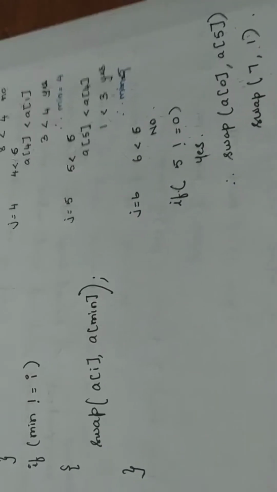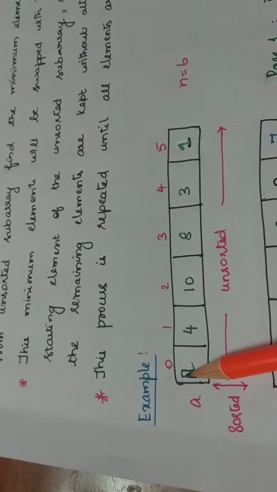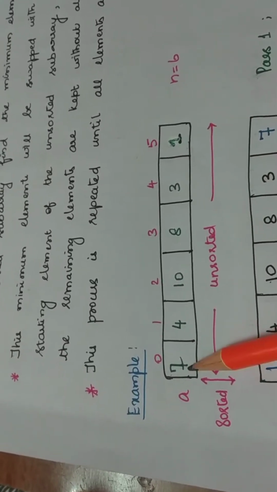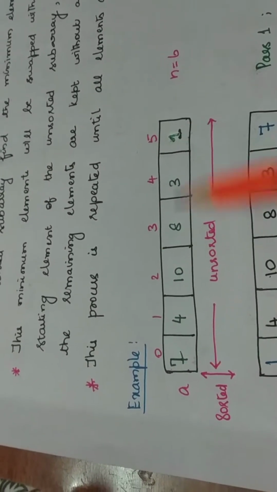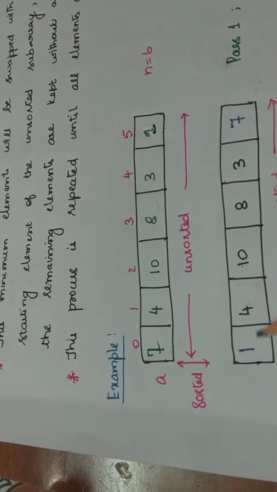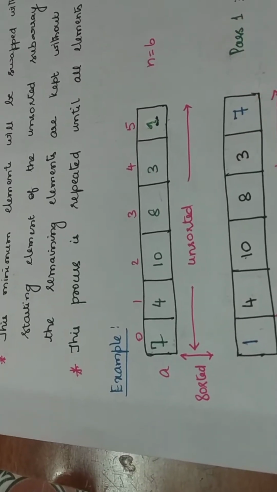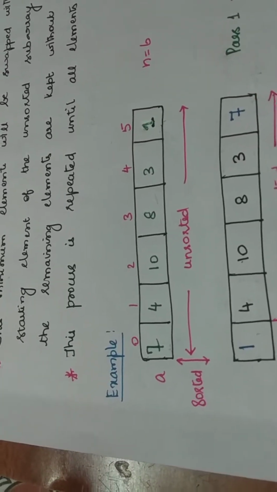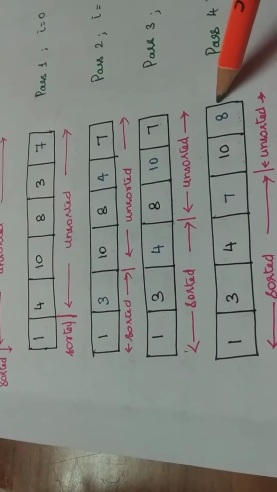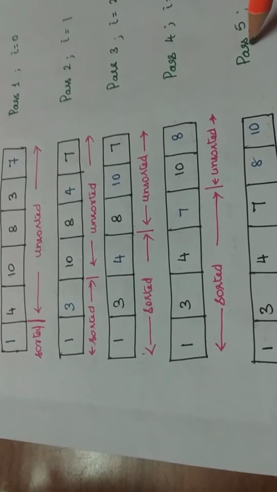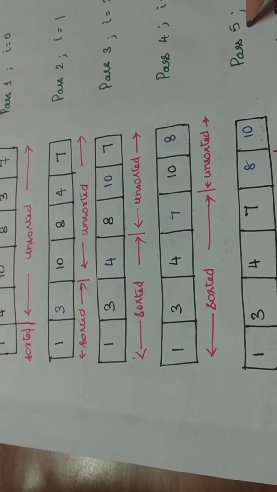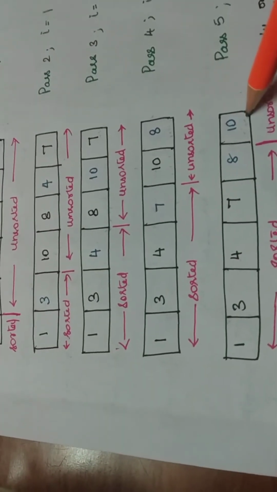What we have done in the first step is we have traced this. We found the minimum value is a of 5, and a of 0, that is 7, gets interchanged. These two elements are swapped. Then we go for the next pass. This is how the algorithm proceeds, and we go for n minus 1 passes. If there are n elements, here 6 elements, we go with 5 passes. Lastly, we get the sorted array.